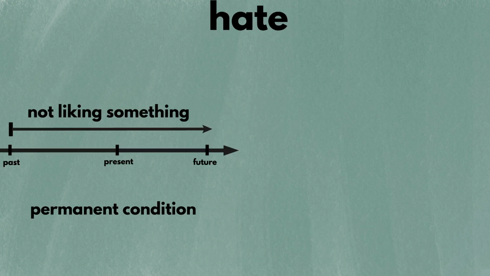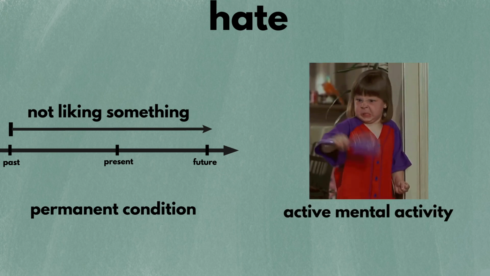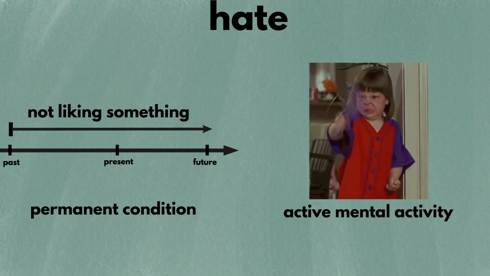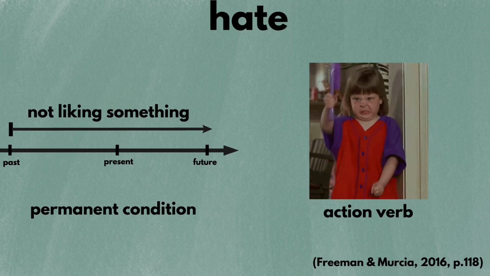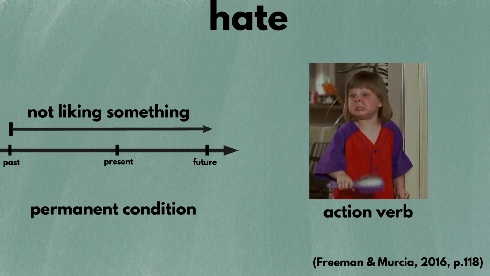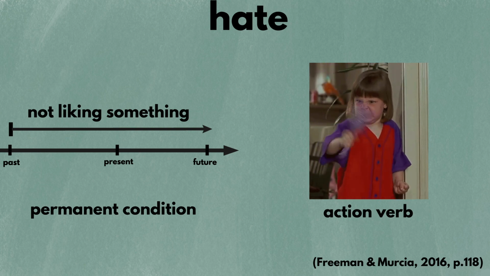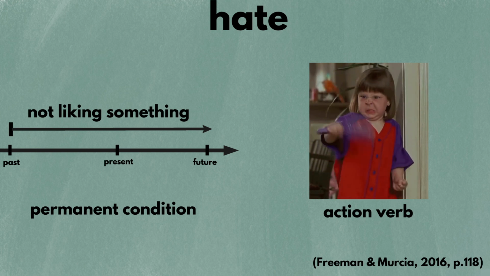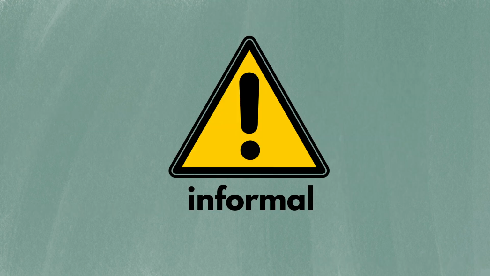For instance, although the stative verb hate refers to a permanent condition of not liking something, the verb is closely related to the mental activity of disliking something. So if you regard hate as an action verb, then you don't have to worry about avoiding the continuous tenses. I think this is quite convenient. But again, these expressions are not grammatically correct in a strict sense, so use these expressions with caution.